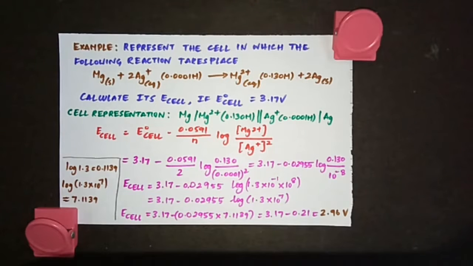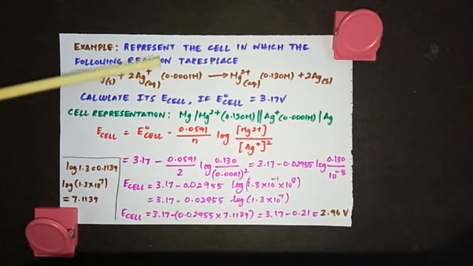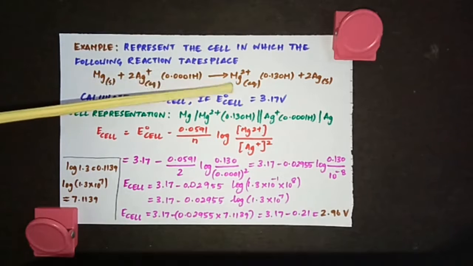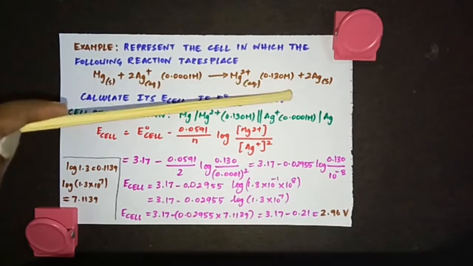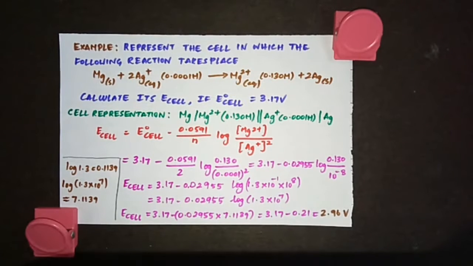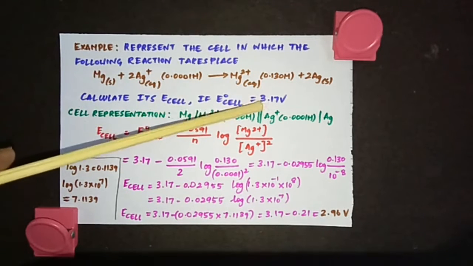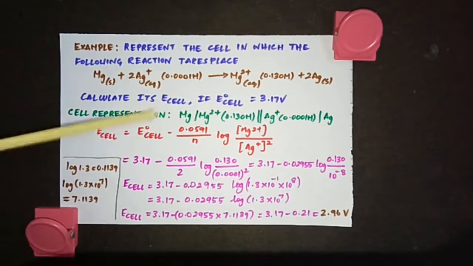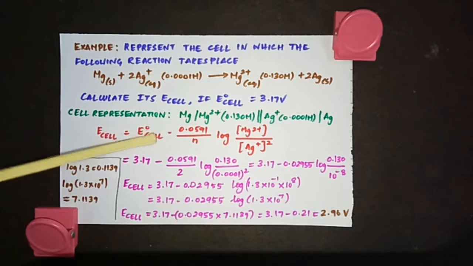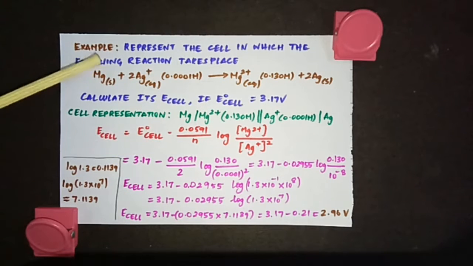Represent the cell in which the following reaction takes place. Mg plus 2 Ag+, and the concentration is given, giving you Mg2+, again the concentration is given, plus 2 Ag solid. And the question is, calculate its E cell if E naught cell is equal to 3.17 volt. So they have given you the E naught value. If the E naught value is not given directly, they would have given you the E naught values of Mg and Ag. From those values, you should calculate E naught cell by E cathode minus E anode. Here it is directly given.